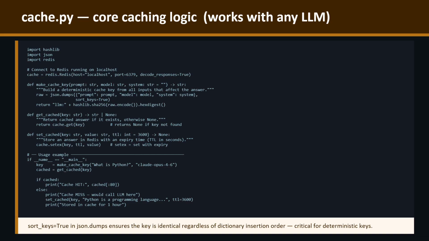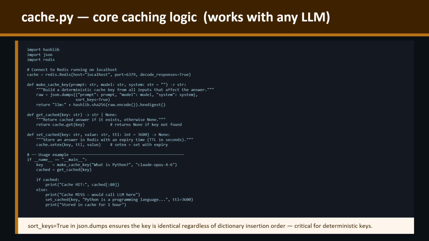The set_cached function takes a key, a value, and a TTL. It calls cache.setex, which is Redis's set-with-expiry command. setex stands for set with expiry. It stores the value and tells Redis to automatically delete it after the TTL seconds have passed.